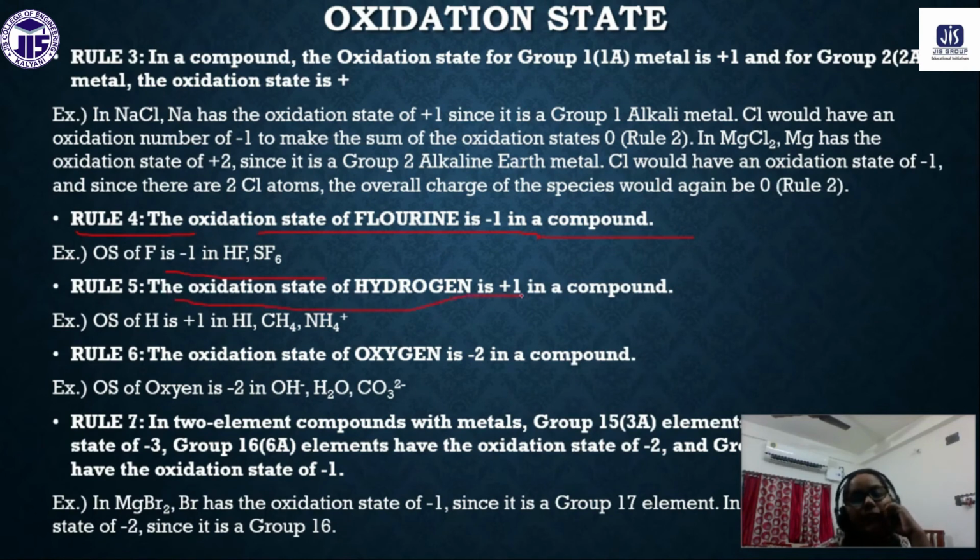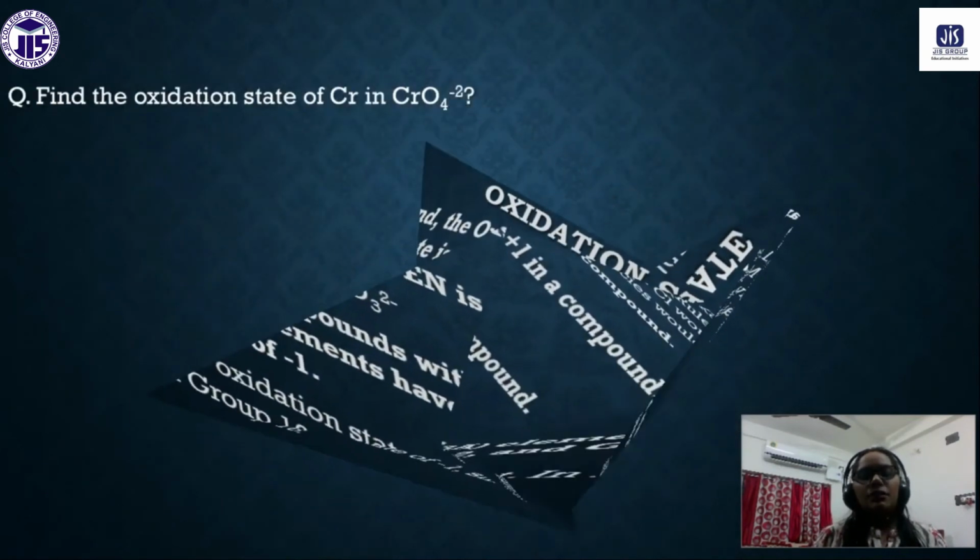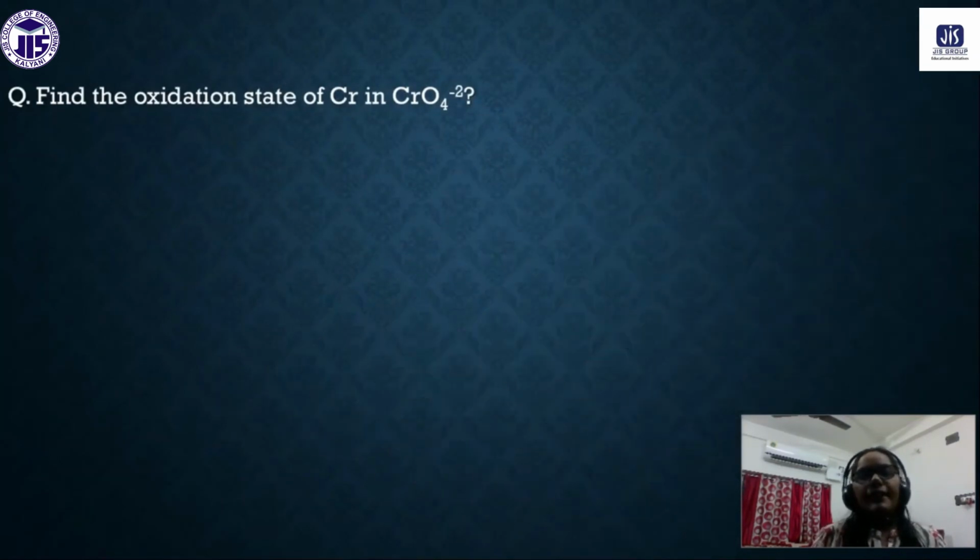The oxidation state of hydrogen is +1 in a compound. The oxidation state of oxygen is -2. These are all things you have to memorize. Okay. In binary compounds with metals, group 15 elements have the oxidation state of -3. So these are some of the rules that you have to follow, otherwise you can't calculate the oxidation state.